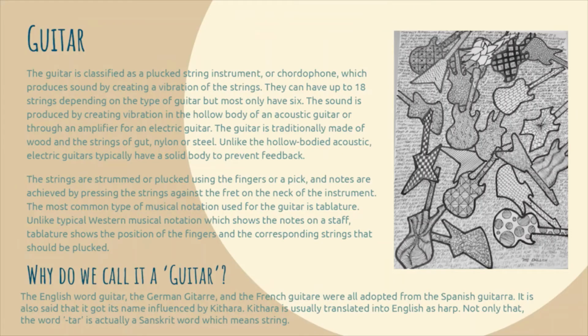A guitar is classified as a plucked string instrument or a chordophone, which produces sound by creating a vibration of the strings. These usually have 6 strings, but guitars with up to 18 strings are also seen.